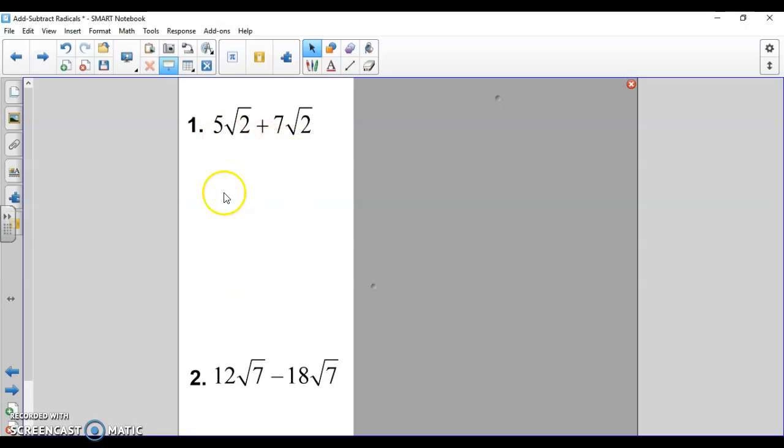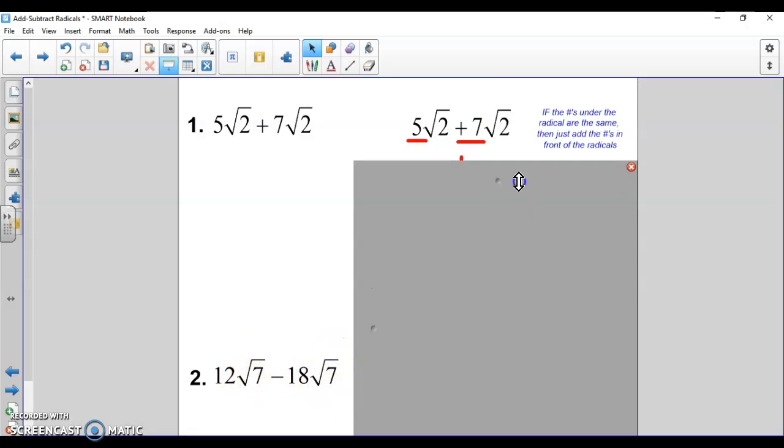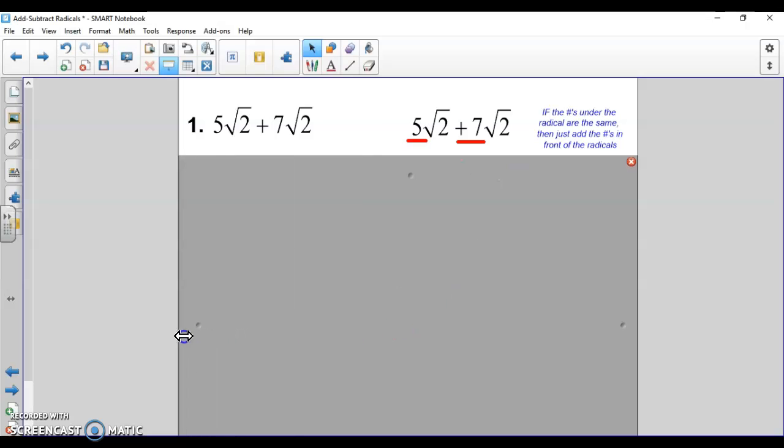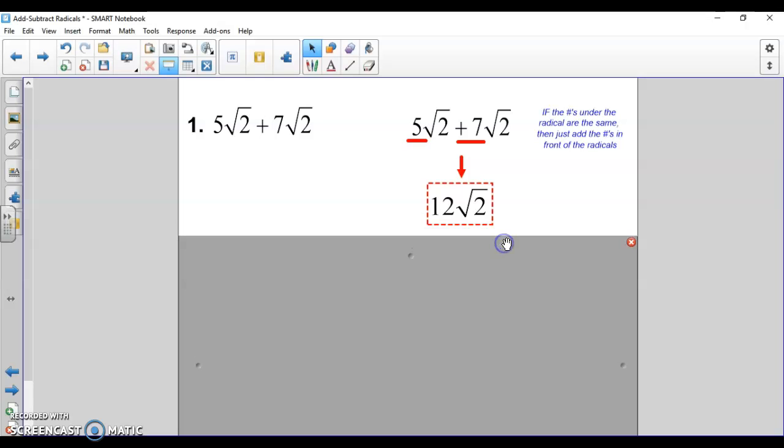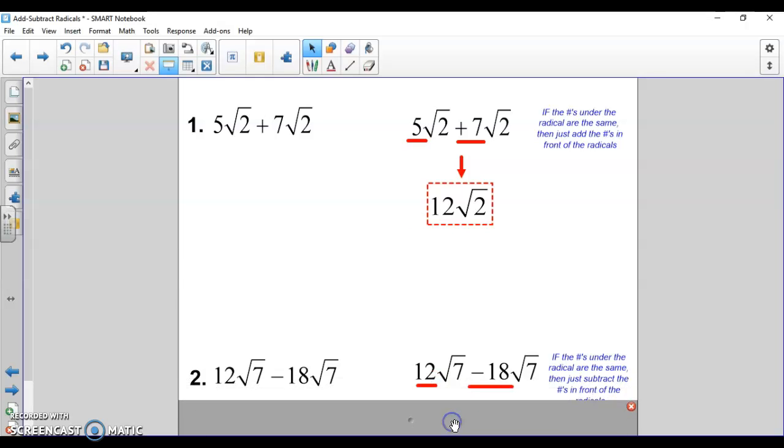Alright, notice with these two, they already have the same thing underneath the radical. First one has a 2, 2, 7, 7 underneath the radical. Let's just focus on the first one now. So all we're doing here is just adding the numbers that are out front. We don't touch what's inside the radical once they're simplified. Once they're the same, we don't touch them. So we just literally add 5 plus 7, we get 12, and it's 12 radical 2. Simple as that.